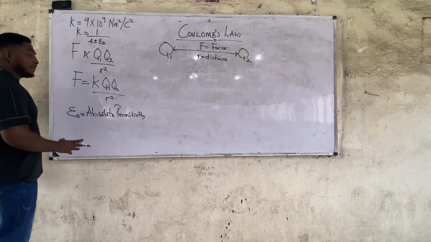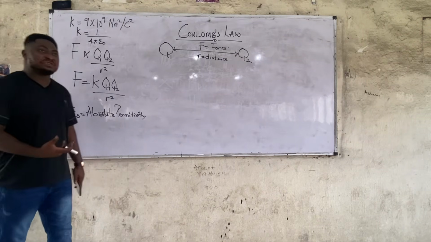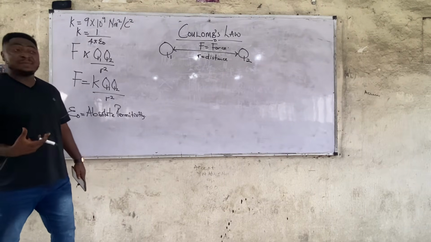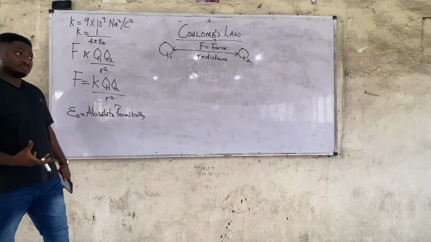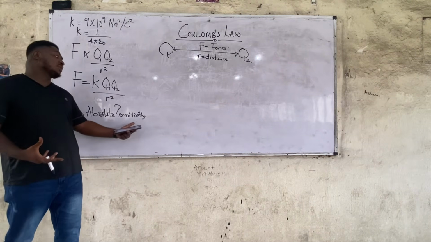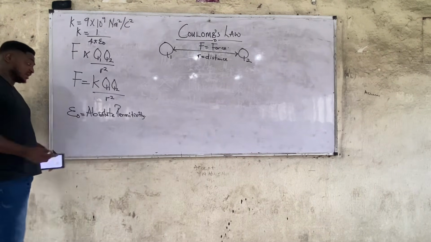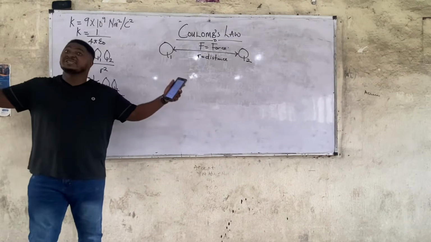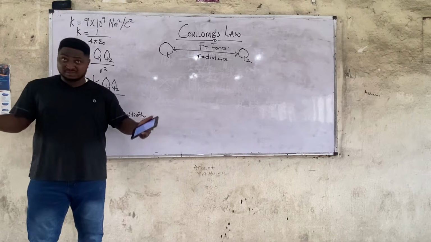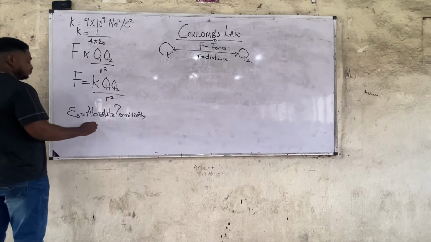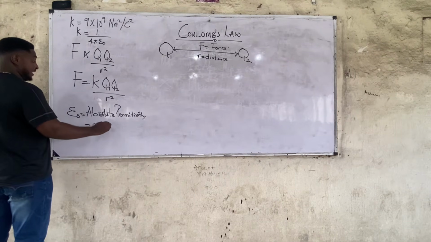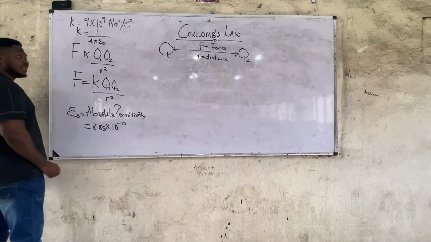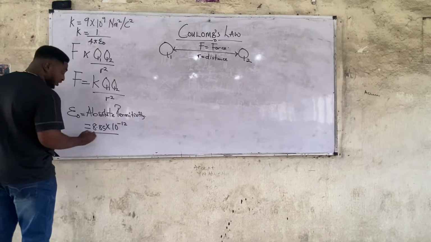Class, permittivity is how much electricity is permitted by the medium. Absolute permittivity is the one we use for free space and is a constant. How much electricity is permitted by this free space is known as absolute permittivity, and it has a value of 8.85 times 10 raised to the power minus 12.